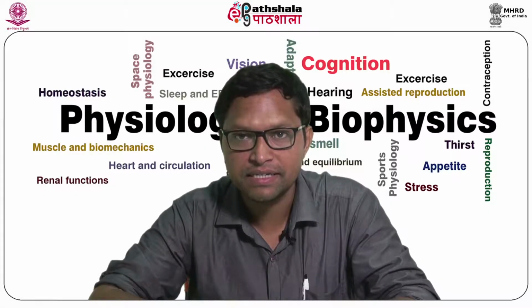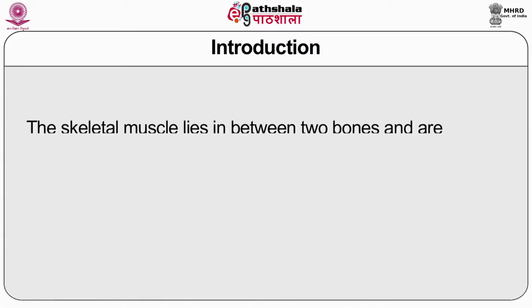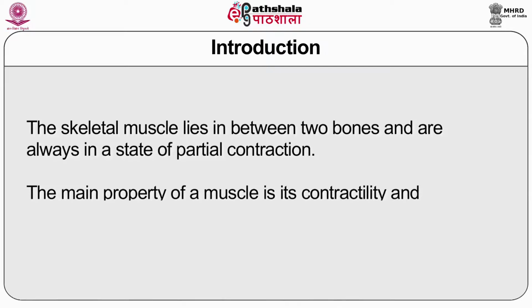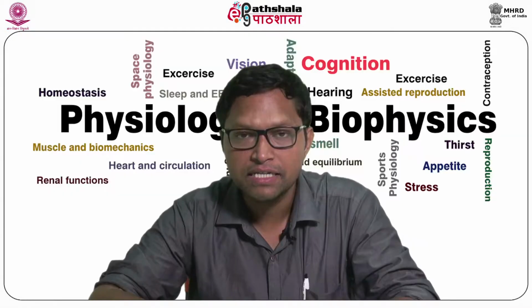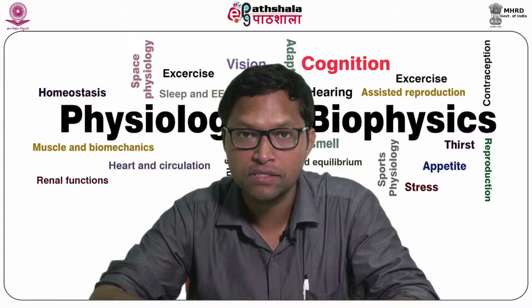The muscle and skeletal system provide the basic framework for the body. The skeletal muscle lies between two bones and is always in a state of partial contraction. The main property of a muscle is its contractility, and the responsible factors are the contractile proteins. Their arrangement is unique, and in this module our main focus will be on skeletal muscles and their contraction.